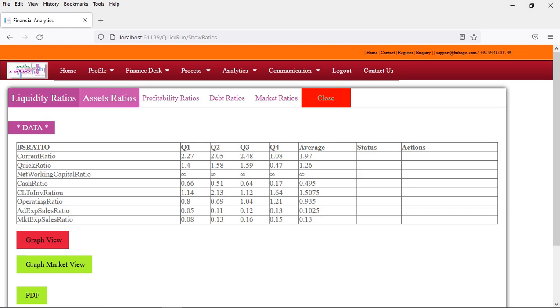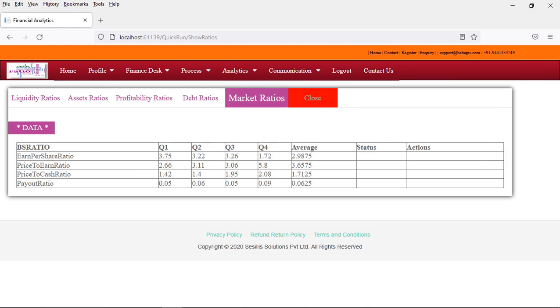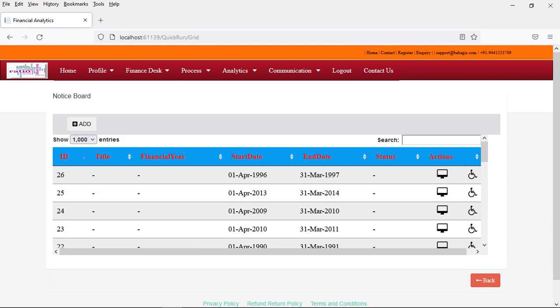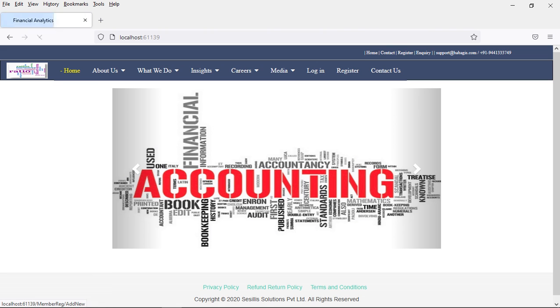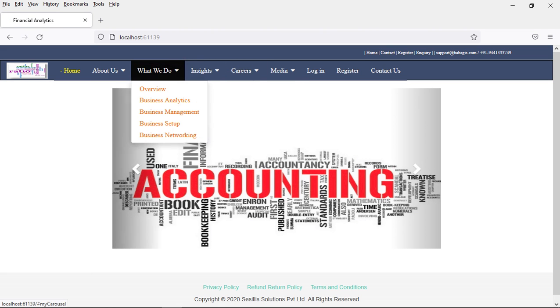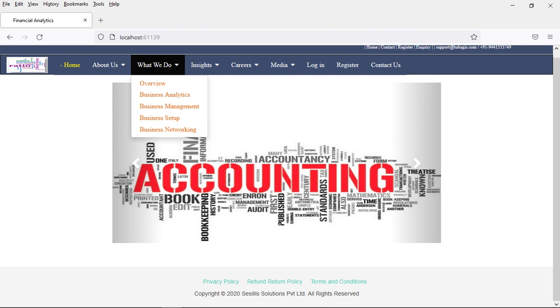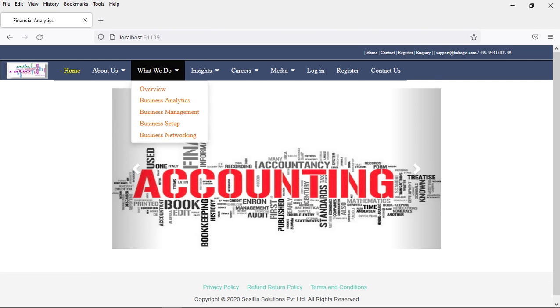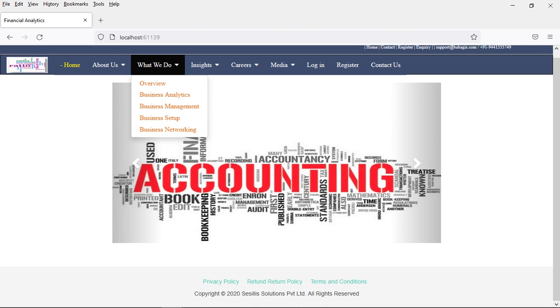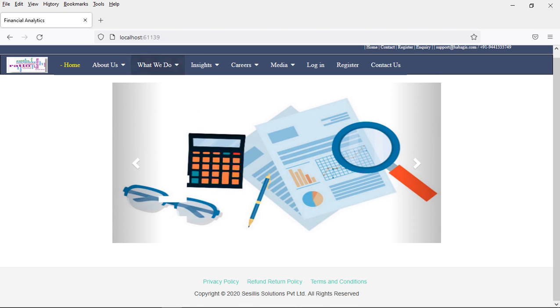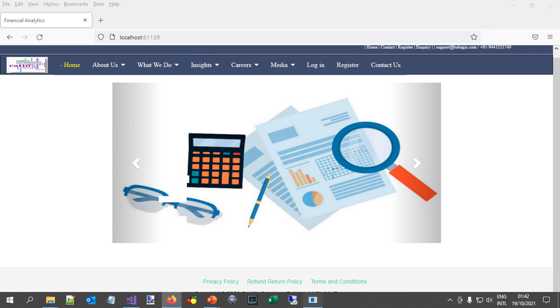You can see the data here as well, and also the ratios here. You can calculate all the ratios, and once you're done, you can use the logout here. Again, this is a normal site. You can have all the normal information about SME analytics. That's how it works here.